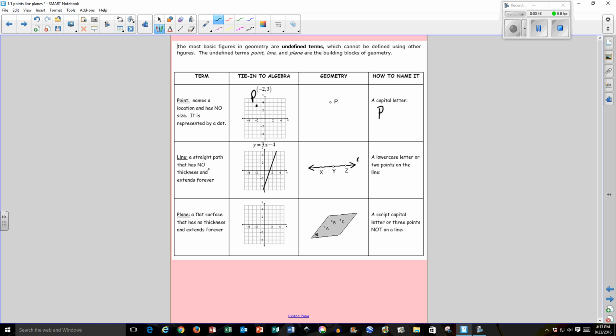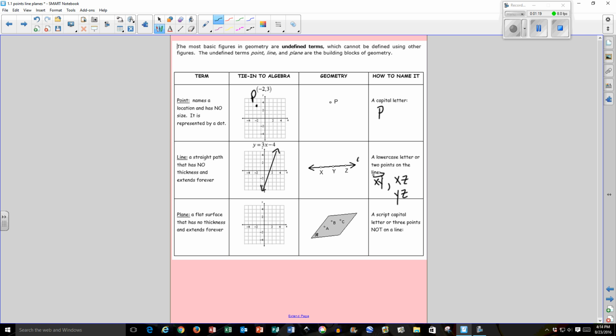A line, it's a straight path. It has no thickness. It extends forever. So since it extends forever, we also know that there's arrows on the end. So in algebra, y equals 3x minus 4 would be the graph of a line. Here in geometry, you choose 2 points that are on the line. That's how you name it, lowercase. So this could be xy, it could be xz, it could be yz. It could have 3 names just with that alone.